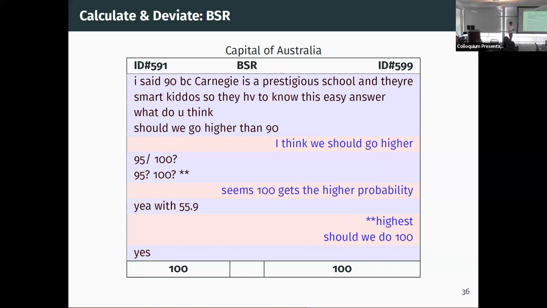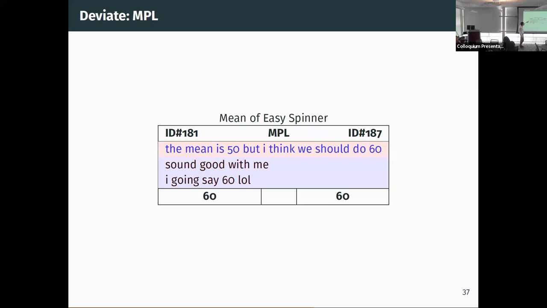This is a deviate. This is a mean question to spinner. The mean is 50, but I think you should do 60. This one's a gray area to me, but our chat coder said this is deviant. Again, there's not much of this, but that's one that was recorded as a deviant.